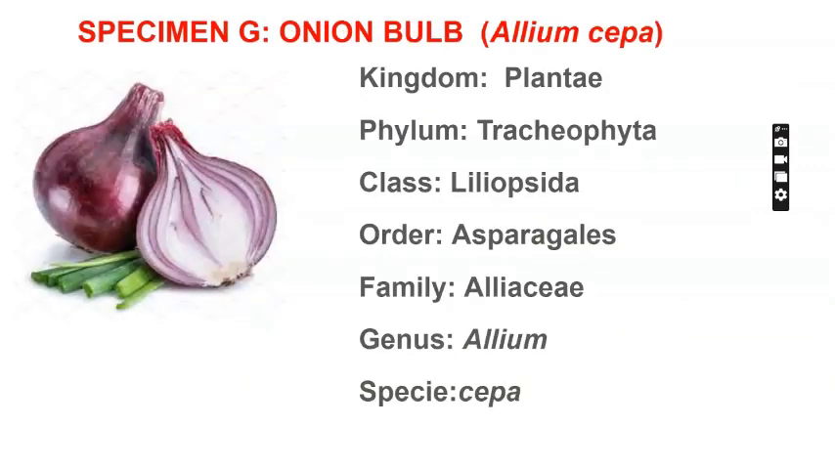Our next specimen, which is specimen G, is the onion bulb. The scientific name for the onion bulb is Allium cepa. So here is the classification. In case you are asked, please kindly do well to study them.